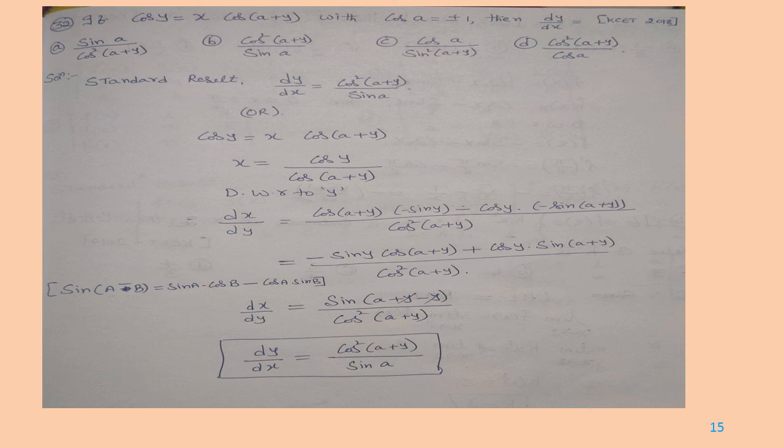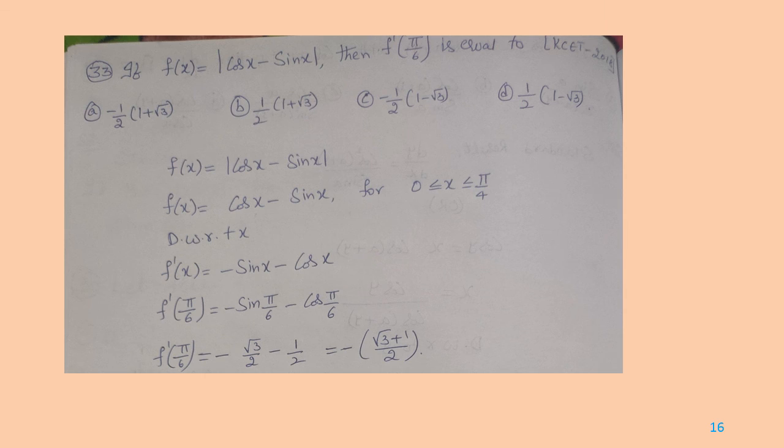Sin(A - B) is sin A cos B minus cos A sin B. So if we substitute, it will be sin(A + y - y). The plus y and minus y cancel. But we need the value of dy by dx. So if you take the reciprocal, dy by dx will be cos square (A + y) divided by sin.